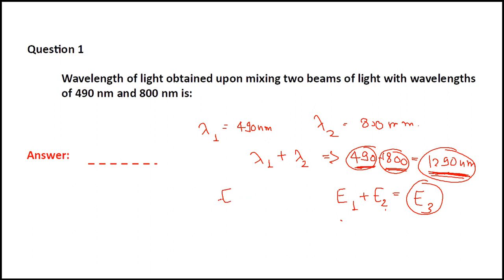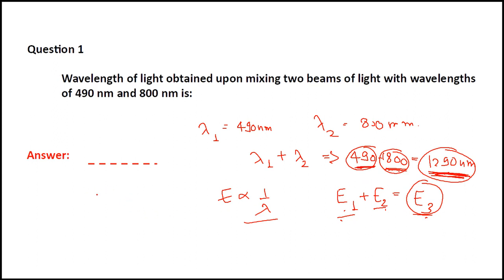Since energy and wavelength have an inverse relation, suppose I add these two wavelengths and get a third wavelength. If the wavelength is high, the energy is low. But if you talk about these two wavelengths in terms of energy, you add E1 and E2 and get E3, which would be lesser than E1 and E2. So this will not be the case anyway. What the case should be is that the total energy should be greater than these two.